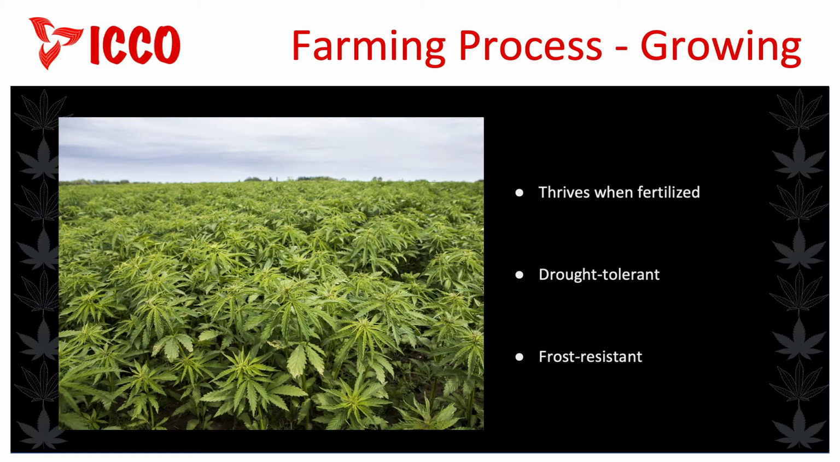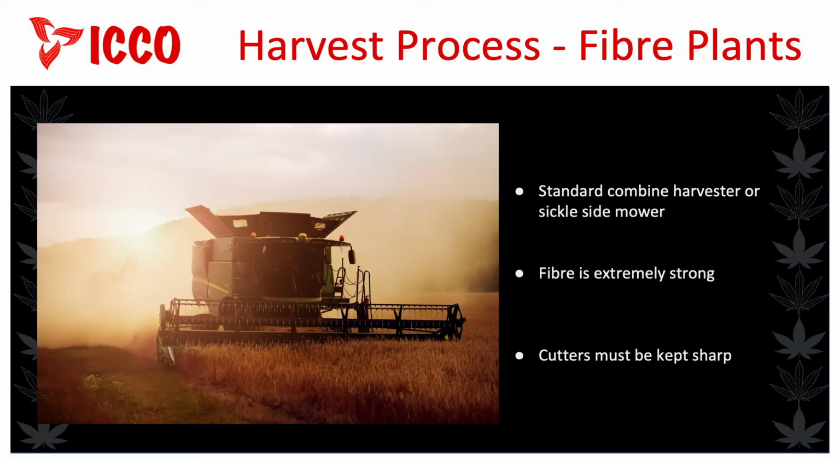Once the plants are mature, they are ready to be harvested. Harvesting plants for fiber is also different than harvesting for a grain yield. As with any field crop, a standard combine harvester or a side-mounted sickle mower is used.